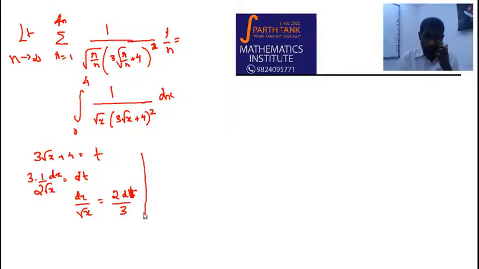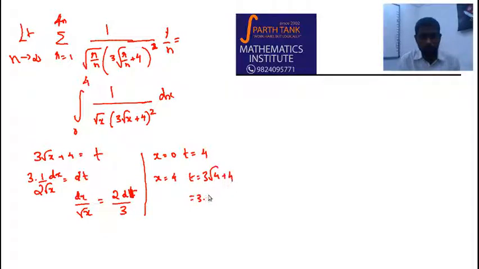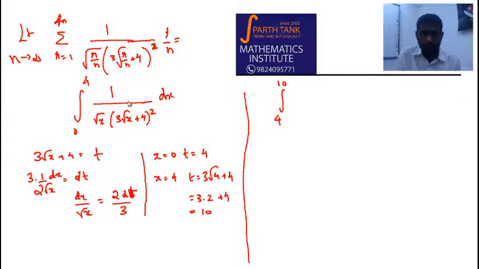Okay, and then limits also. When x is 0, t is 4; when x is 4, t is 3 into root 4 plus 4, which is 3 into 2 plus 4, or 10. So the integral becomes integral 4 to 10. This dx by root x is 2 dt by 3, and this is t squared. So 2 by 3 t squared.